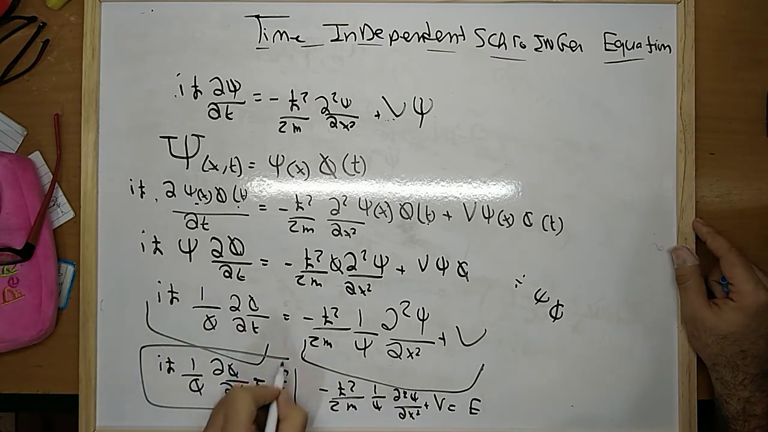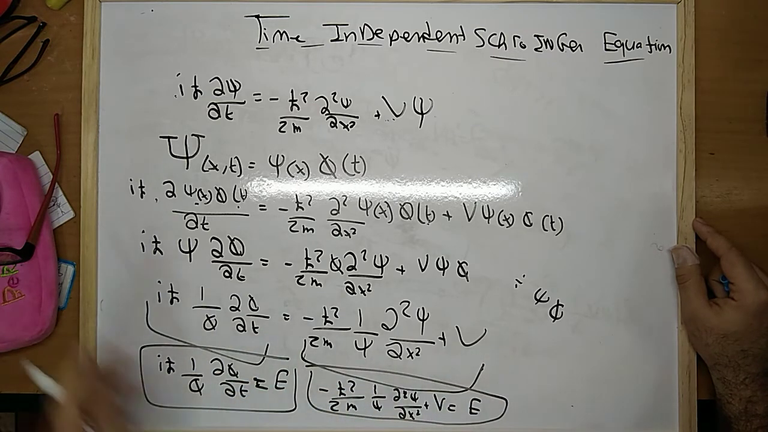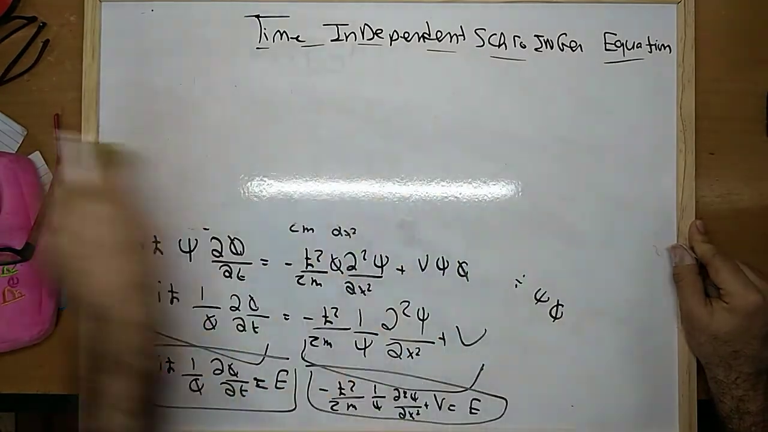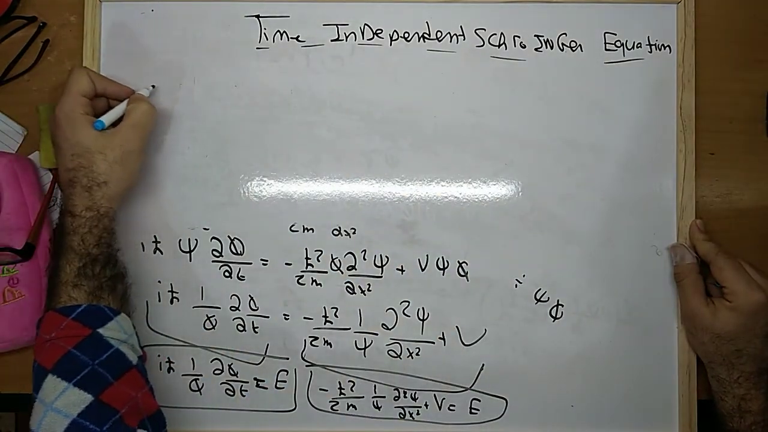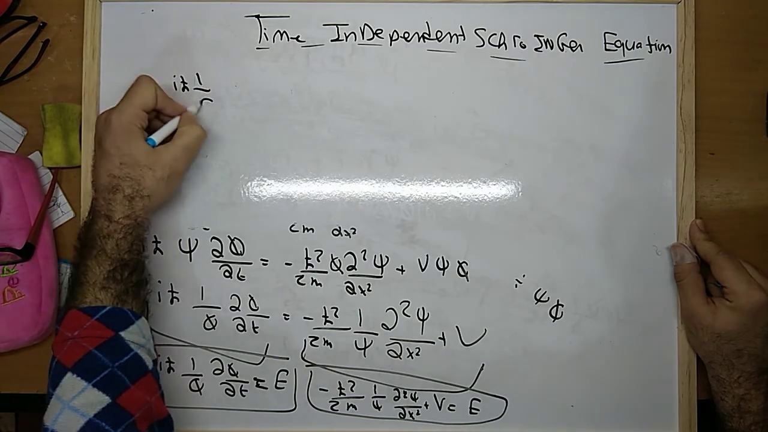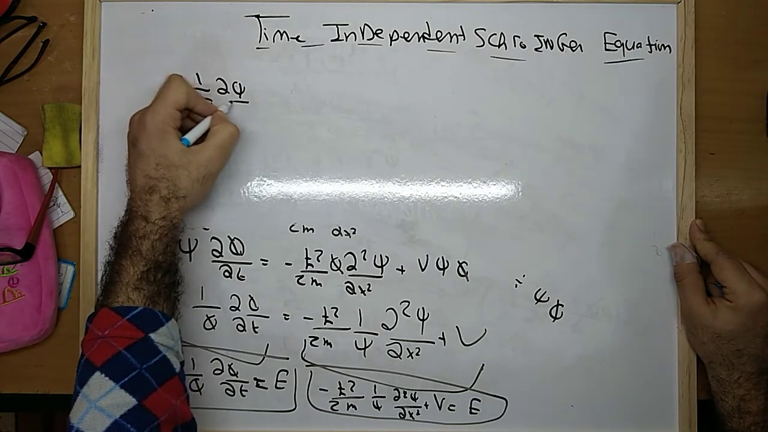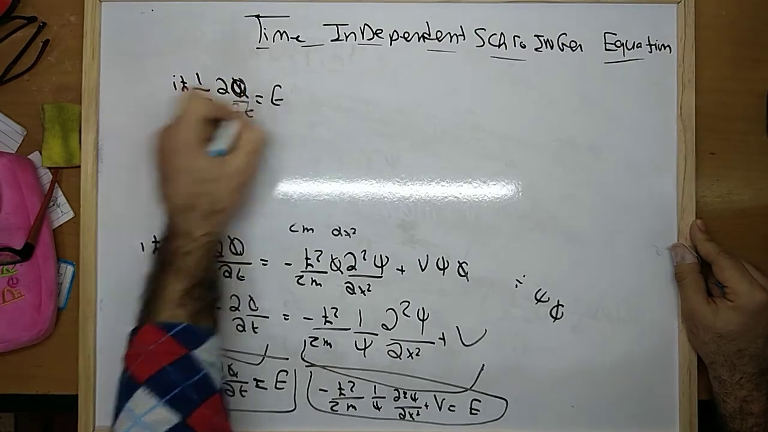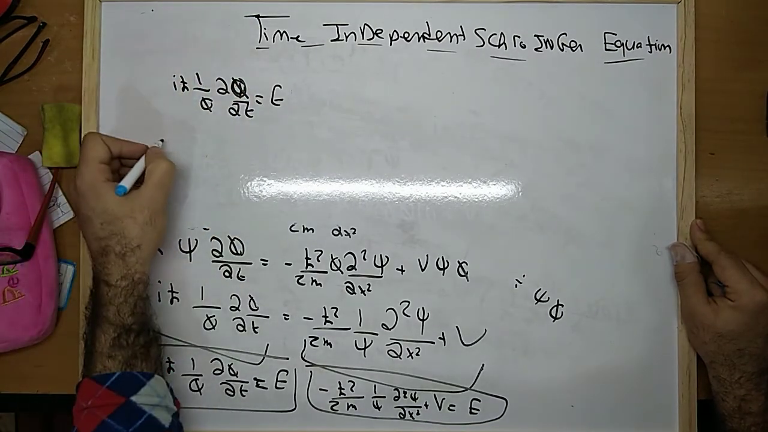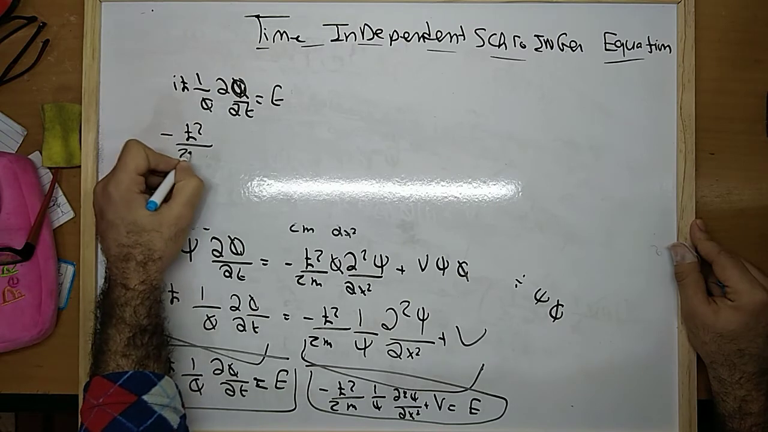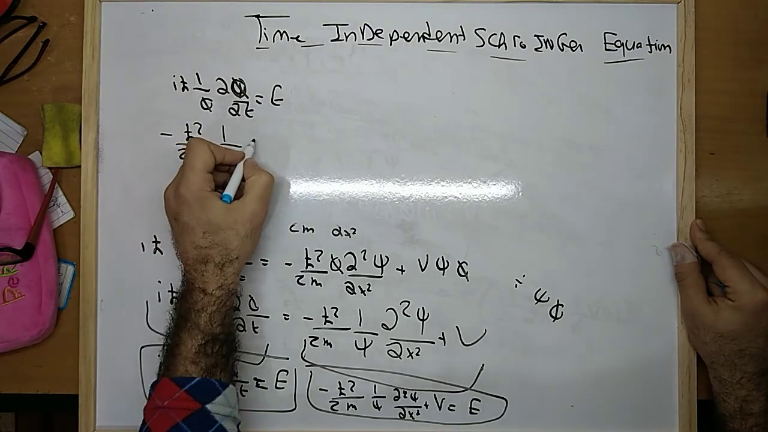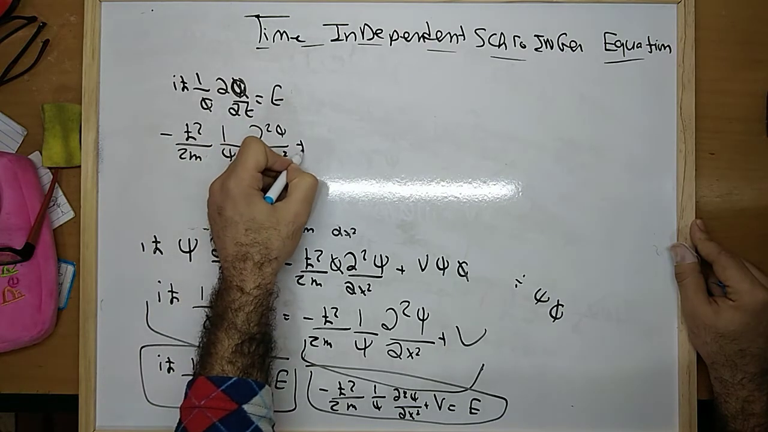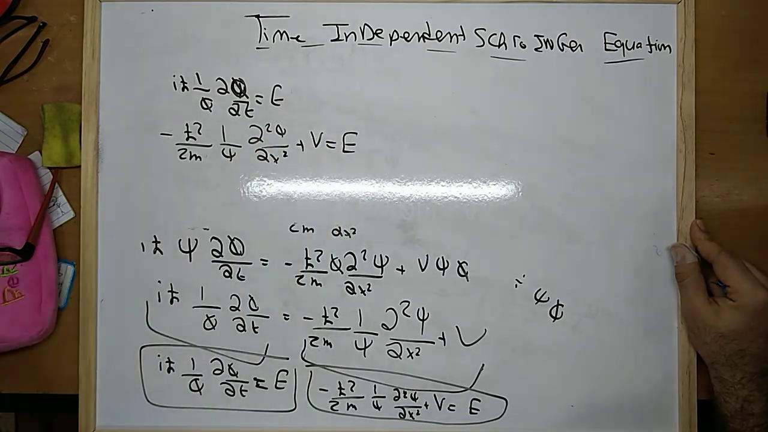Now this and this, I will write them neatly up. We had iħ 1 over phi ∂phi over ∂t equal to E. I'm just recopying minus ħ squared over 2m 1 over psi ∂²psi over ∂x² plus V is equal to E.